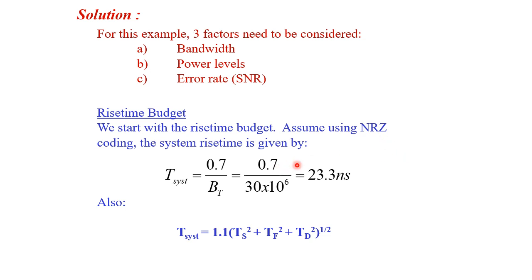The system rise time is given by 0.7 by BT. Here the bit rate is 30 into 10 power 6, so 0.7 by 30 into 10 power 6. Therefore it is 23.3 nanoseconds. And there is one more formula, so by using this formula, we can substitute all.